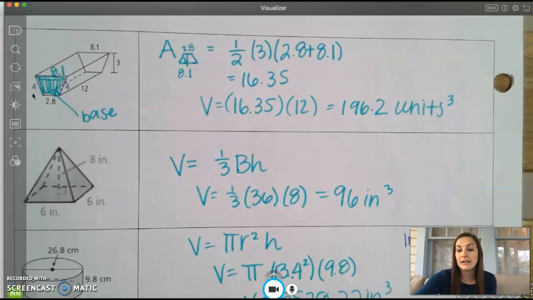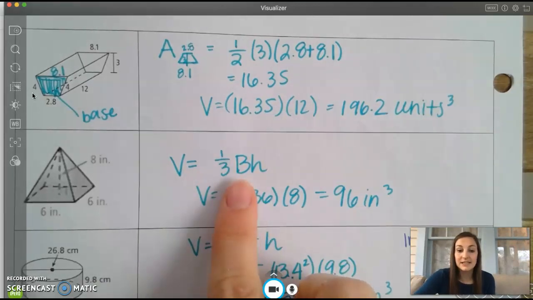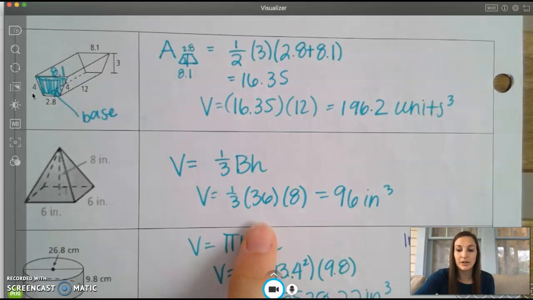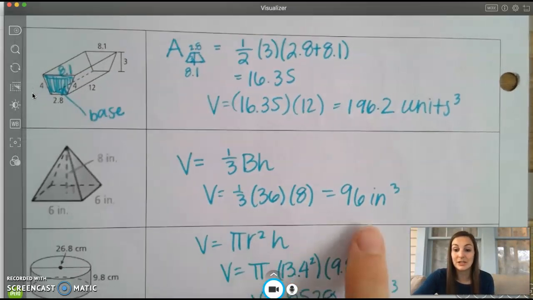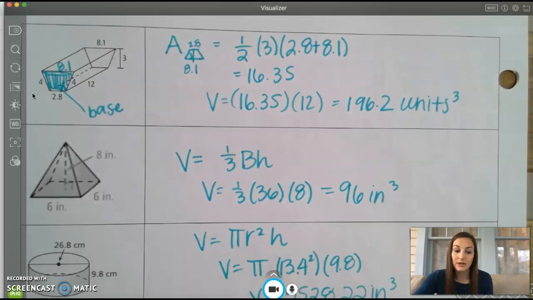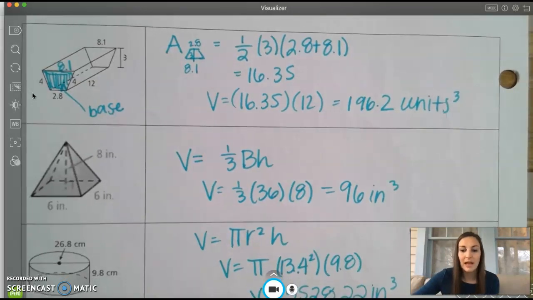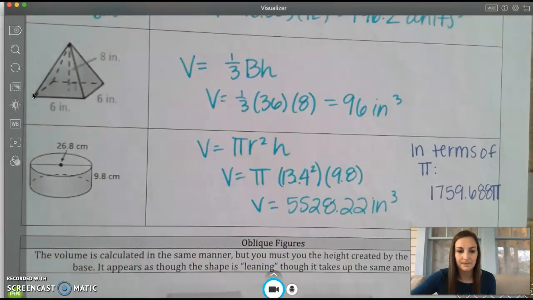So I need to do 1/3. The area of my base here is 6 times 6, so I have 1/3 times 36 times 8, which is my height. So I get 96 inches cubed. Okay, so all we're doing here is substituting that into the formula. And our last example here is a cylinder.